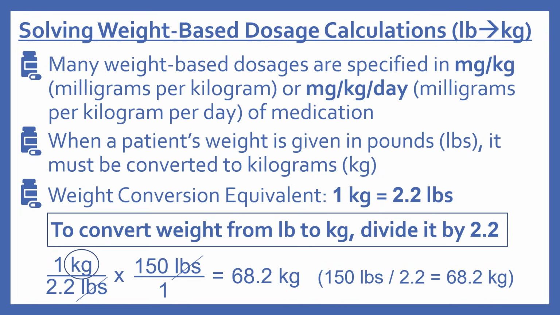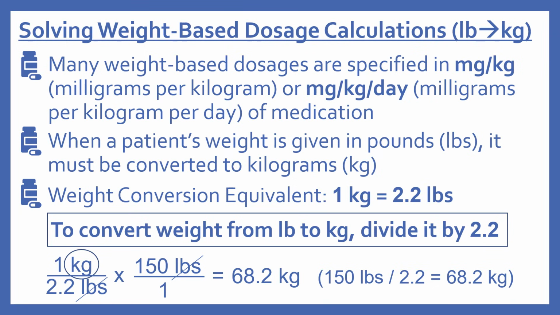So first we'll look at how to convert a patient's weight from pounds to kilograms. Many weight-based dosages are specified in milligrams per kilogram or milligrams per kilogram per day of the medication. So when a patient's weight is given in pounds, it must be converted to kilograms. And our weight conversion equivalent is 1 kilogram equals 2.2 pounds. So in order to convert a patient's weight from pounds to kilograms, we can divide it by 2.2. You can memorize just that and do it that way. Or if you just want to memorize the conversion equivalent, you can also set up fractions that cancel like units and multiply to get your answer.